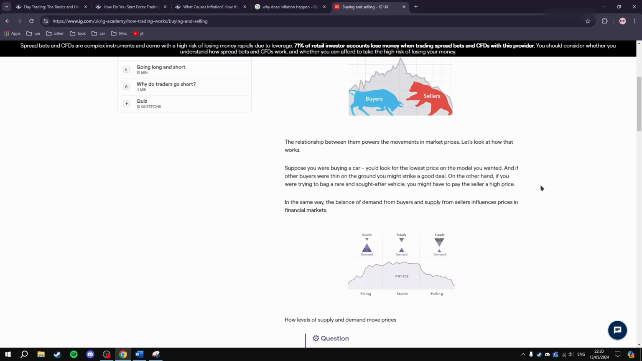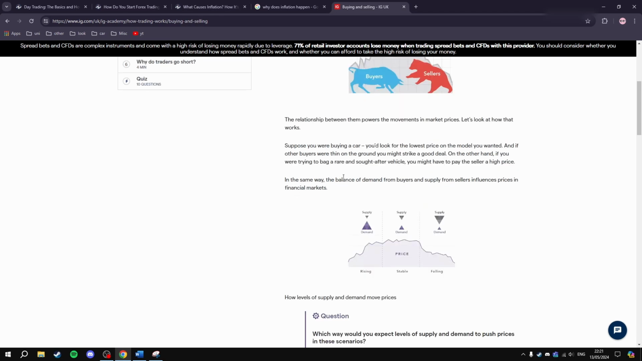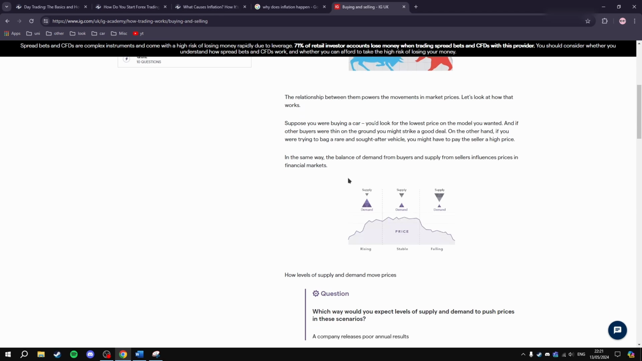Suppose you are buying a car. You look for the lowest price in the model you wanted, and if other buyers were thin on the ground, you might strike a good deal. On the other hand, if you were trying to bag a rare and sought after vehicle, you might have to pay the seller a high price. In the same way, the balance of demand from buyers and supply from sellers influences price in the financial markets.